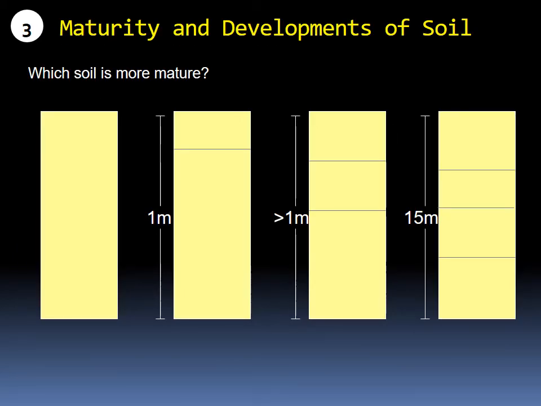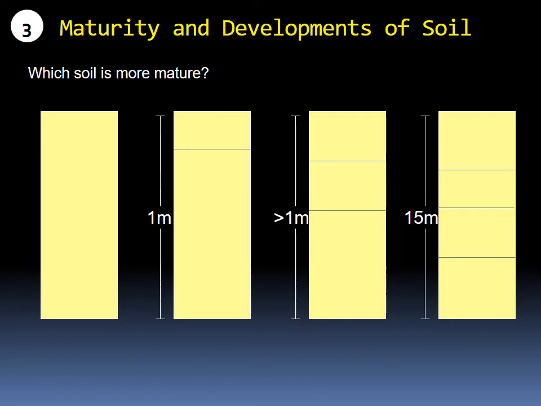Now let's move to talk about the third point of this lecture, which is maturity and development of the soil. Do you remember in the past when I gave you an example and I told you that maturity of the soil is not the number of years? So you can find a soil which is 20 years old can be described as more mature than a soil of 100 years old, because maturity and development in the soil depends on the degree of weathering and profile development.